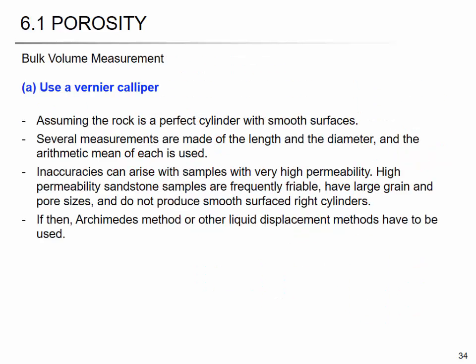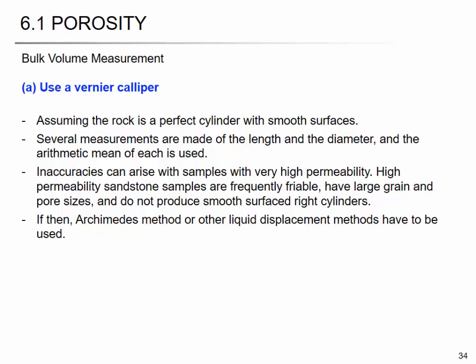So you can measure the bulk volume with different methods. The first one is just assuming the rock is a perfect cylinder. Then you have to have a perfectly shaped core. Generally, the coring tool gives you a perfect shape. You just need to cut it very flat, right?